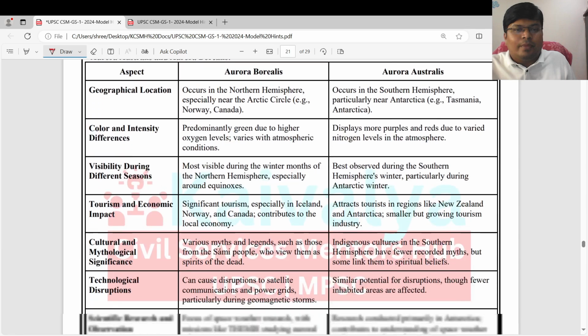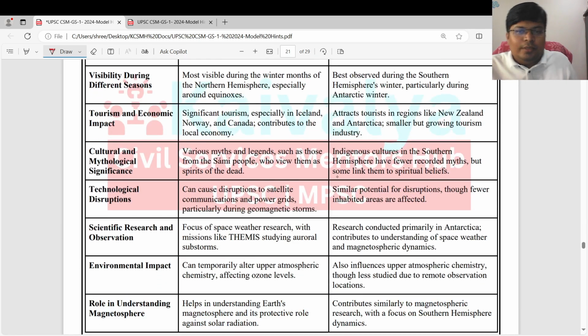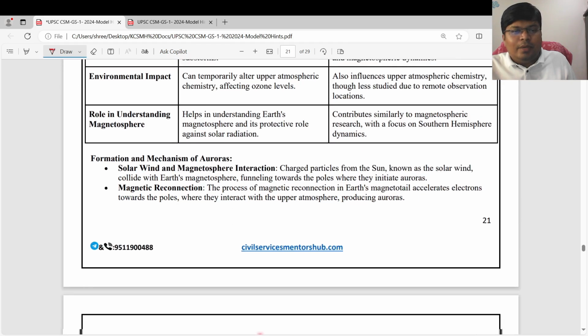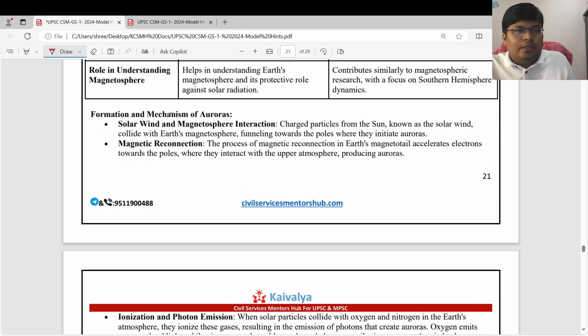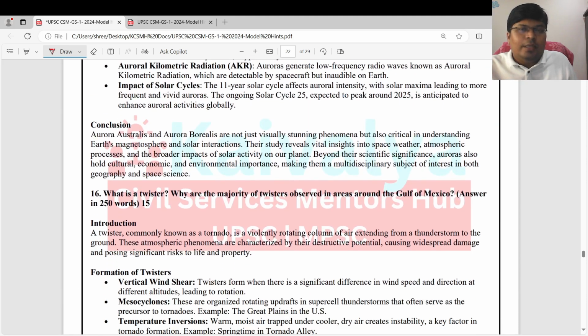How are these triggered? Again, you can use the tabular format. Now it is a factual question. Just go through it, and in the second part you are supposed to write the formation mechanism of auroras and the conclusion. Then in question number 16, what is a twister?